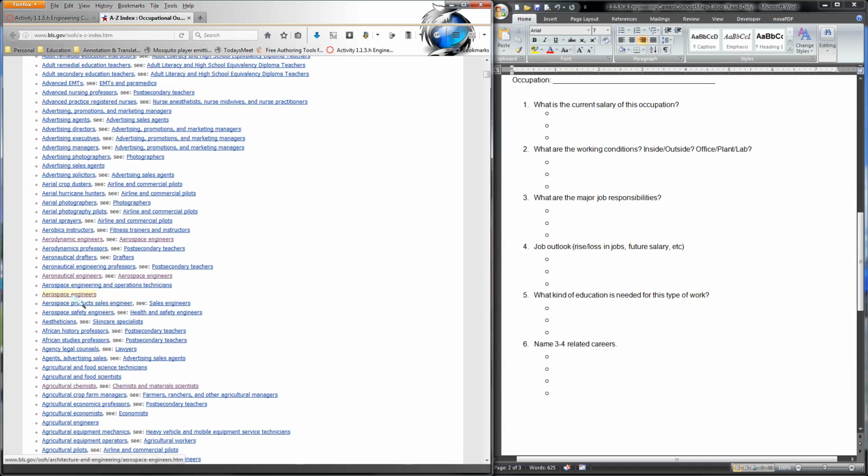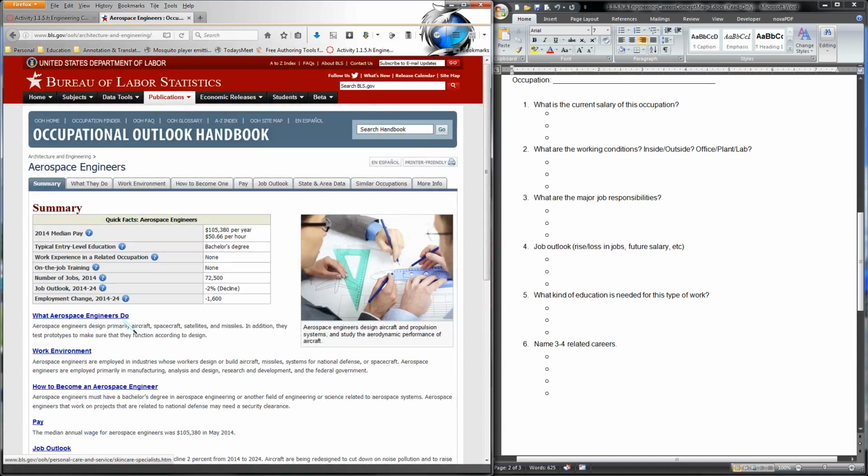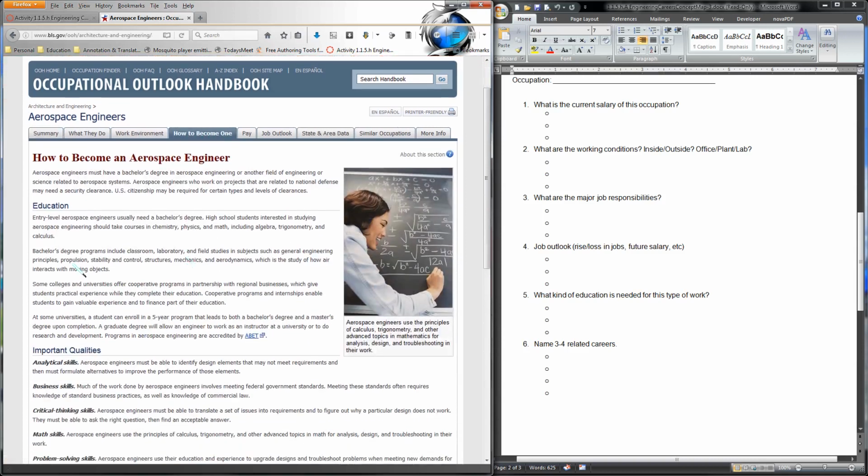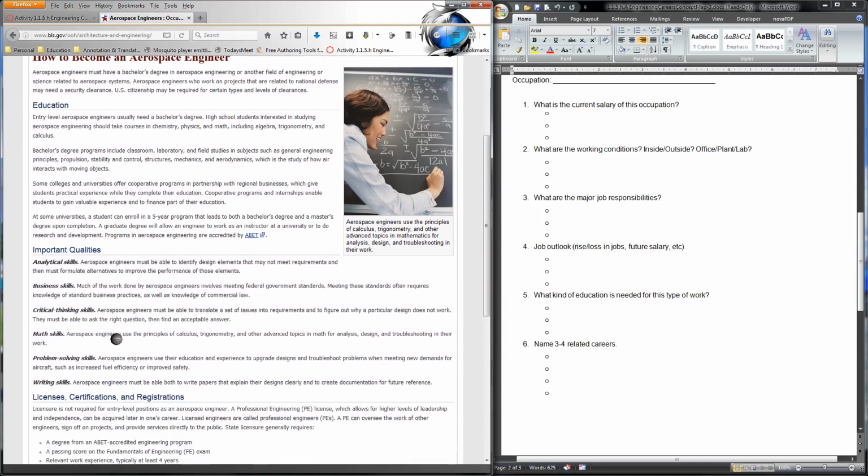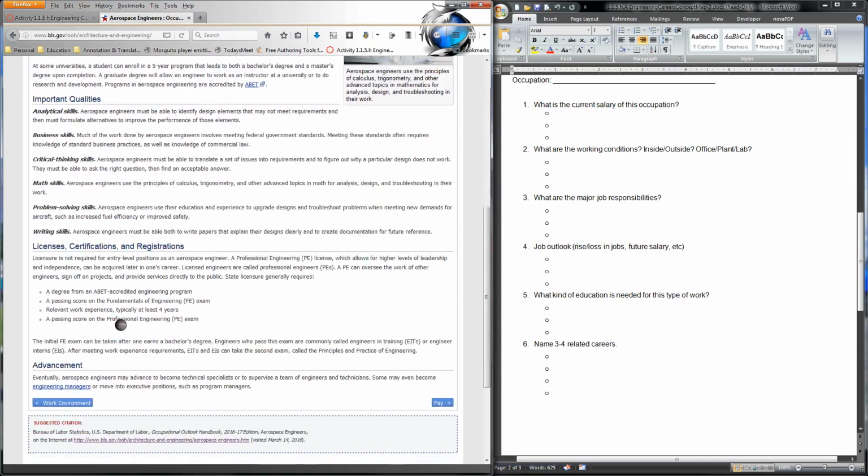If we click on aerospace engineers, for example, it's going to take us to a page with different tabs at the top that are going to be able to answer those 6 questions we see on the right. For the education, you'll need to go to how to become one. It's going to talk about the education you'll need to get to this job, some of the qualities you need in order to be successful and get into this job, and perhaps any special licenses or certifications you'll need in order to obtain this career.